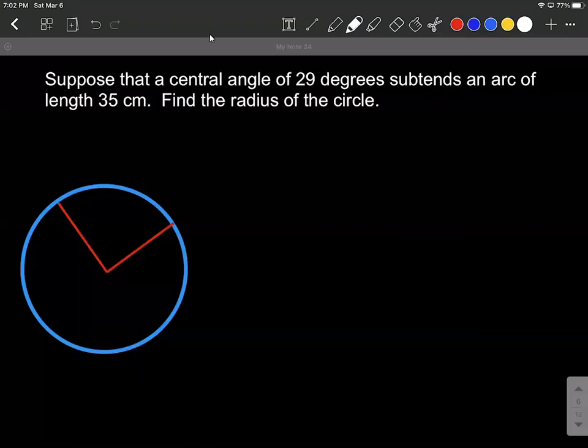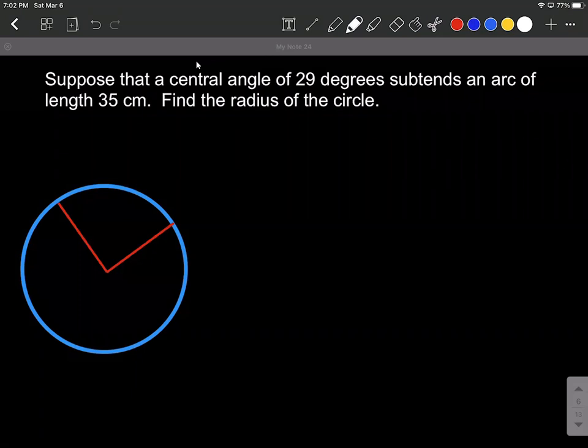On this problem, we want to suppose that we have a central angle of 29 degrees, and this subtends an arc of length 35 centimeters. Our goal is to find the radius of the circle. So what we want to do is use this formula where S equals R times theta.